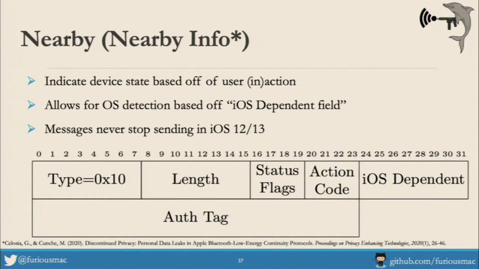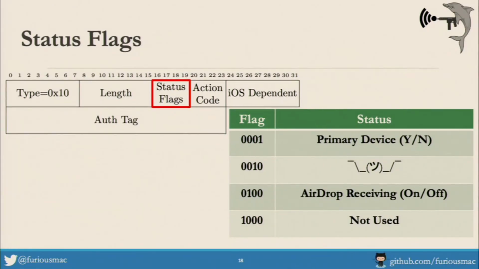The last message is the nearby message. This message is constantly being sent out by your devices. It's pretty much meant to inform other devices around your device of the current state. So we're going to break down some of the different fields. The first is the status flag. There are a couple of bits that can be turned on and off, and they mean different things. For example, with the lowest order bit, you can tell if the device is the primary device on an iCloud account. You can also see a user's AirDrop receiving options, whether it's on or off. And we're still trying to figure out a couple of them.